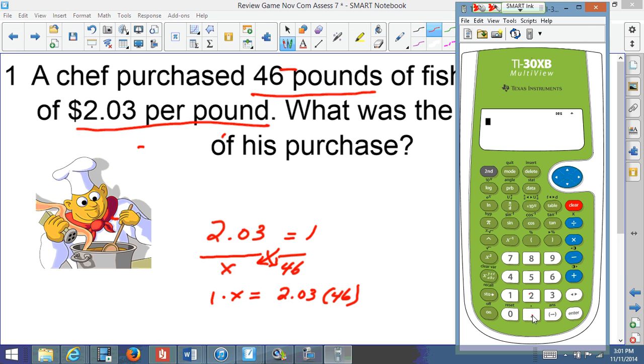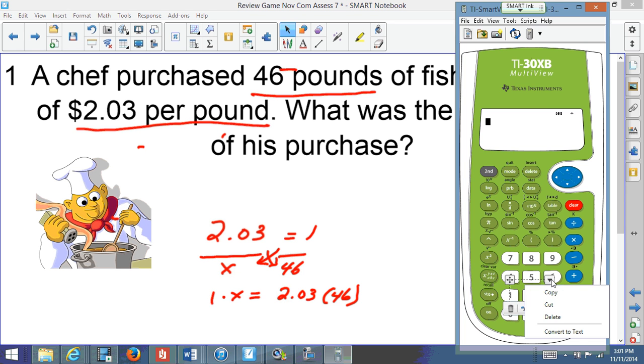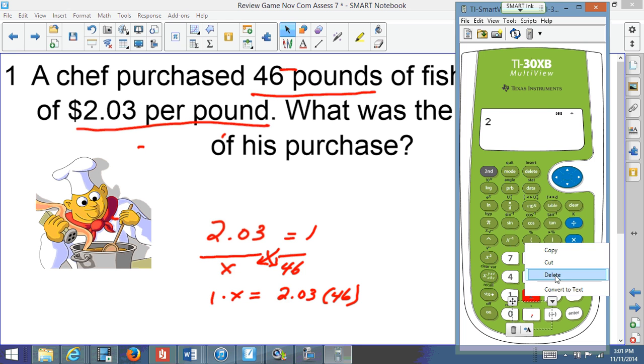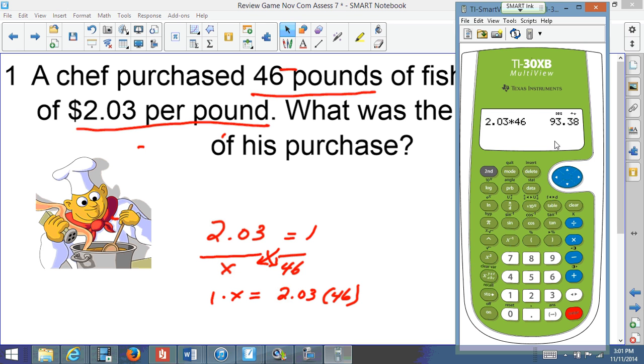$2 and 3 cents times 46 pounds will give us a total amount of $93.38.